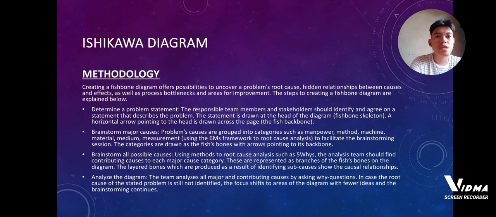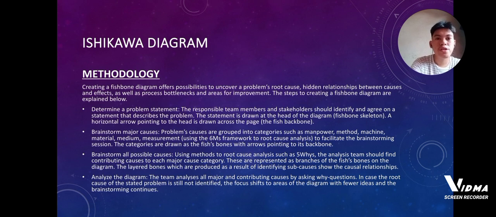First, determine a problem statement. So what does it mean? The responsible team members and stakeholders should identify and agree on a statement that describes the problem. The statement is drawn at the head of the diagram, or the fishbone skeleton. A horizontal arrow pointing to the head is drawn across the page, or the fish backbone.